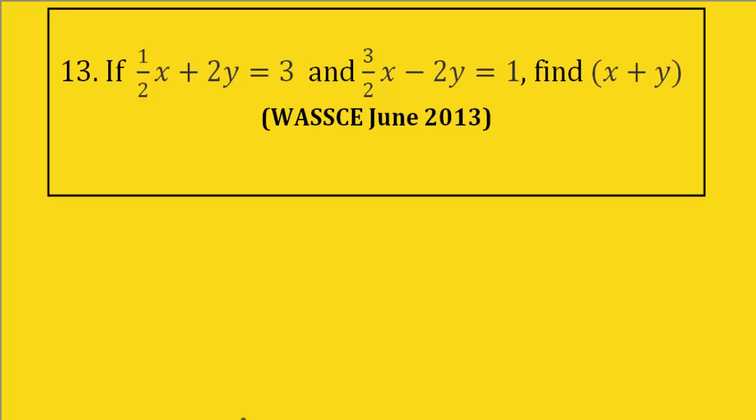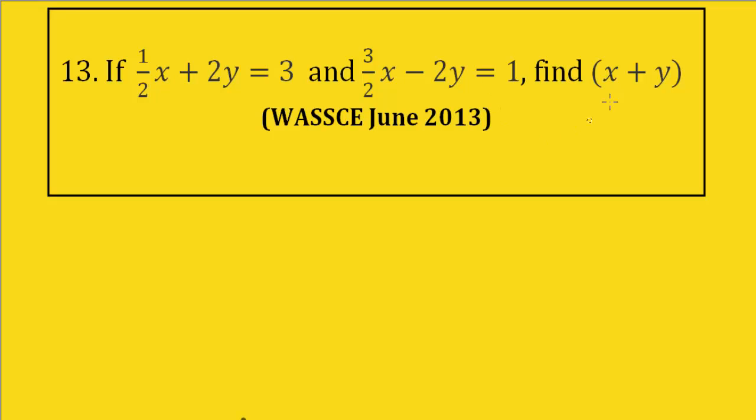Here I have question 13, which says if half x plus 2y is equal to 3, and 3 over 2x minus 2y is equal to 1, find x plus y. In other words, you've been given two equations involving two variables, and you've been asked to find the result of adding the two variables together.